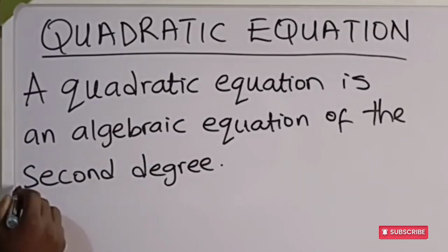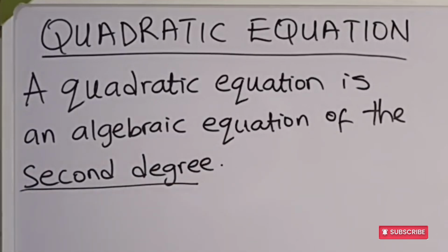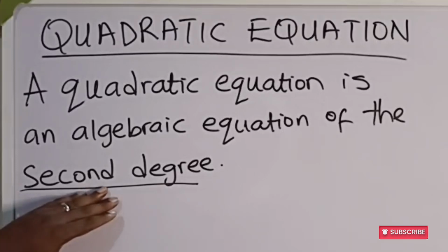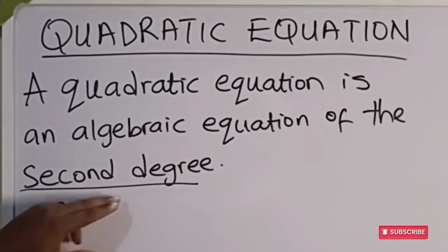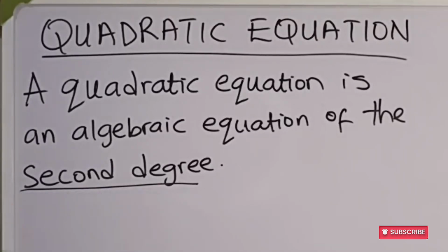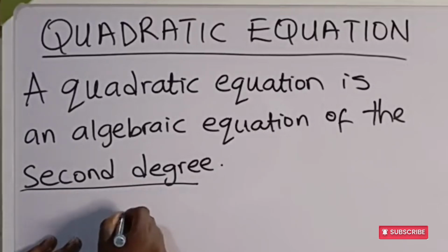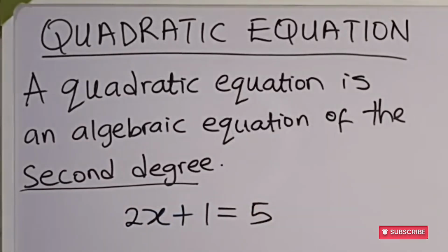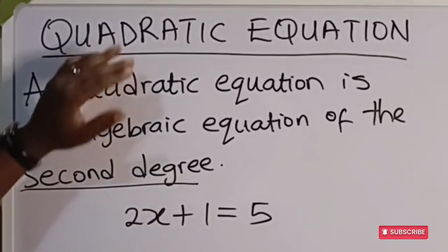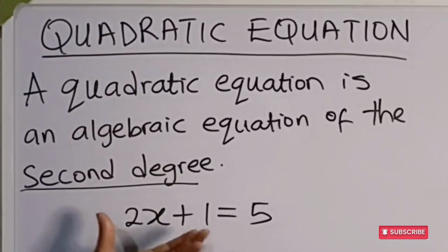Of the second degree. So this is very important. What this means is the maximum exponent of the variable is a power of 2. Second degree means a power of 2. So if I have an equation in this form, 2x plus 1 is equal to 5, this is not a quadratic equation. Although it is an equation, it is not a quadratic equation.